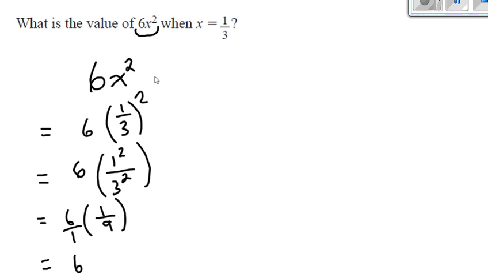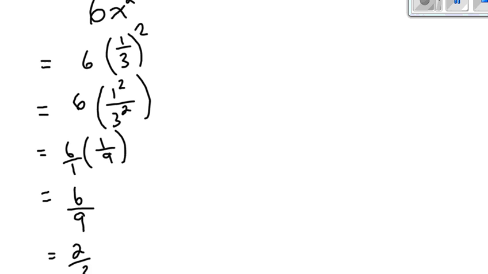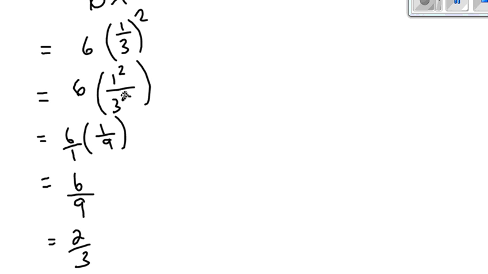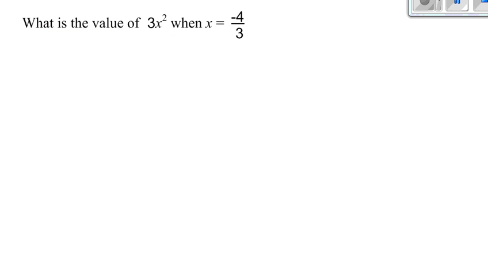So remember, I'm just basically using the rules of BEDMAS. I'm substituting a value for x, and then I'm remembering the exponent laws as they relate to a fractional base. So let's look at a similar question. It says, what is the value of 3x squared when x equals -4/3?